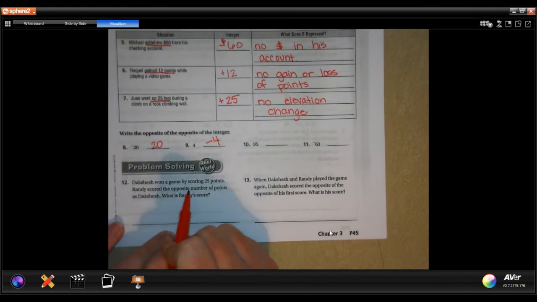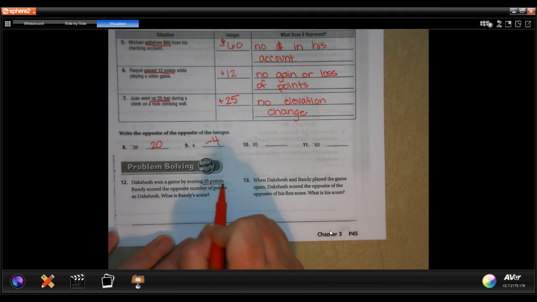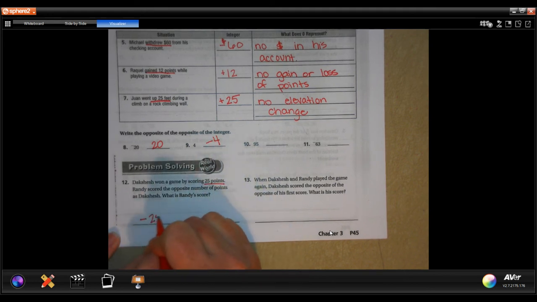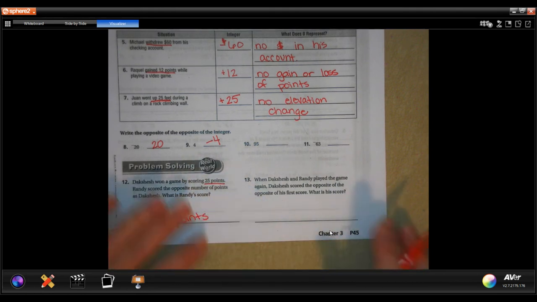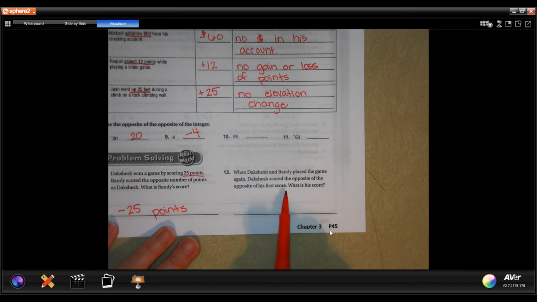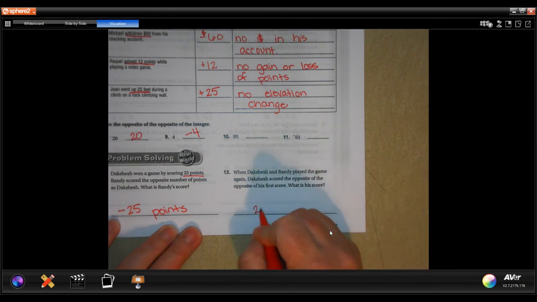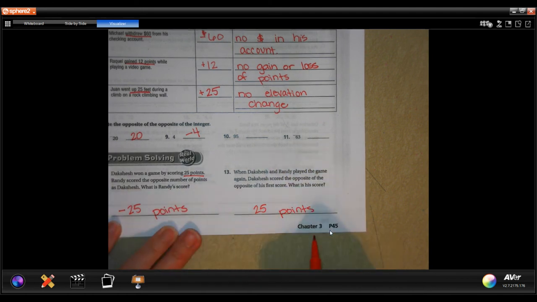Dakshesh won a game by scoring 25 points. Randy scored the opposite number of points of Dakshesh. What does Randy score? Well, Randy scored the opposite of 25 points, negative 25 points. When Dakshesh and Randy played the game again, Dakshesh scored the opposite of his first score. What's his score? Well, 25 points. The opposite of negative 25 is 25.